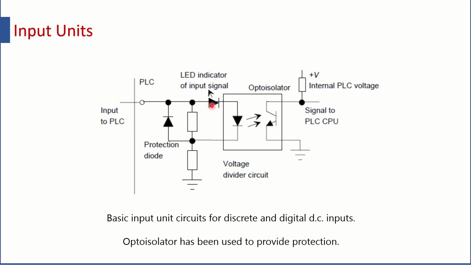Here there is an LED. This LED is actually connected to the input panel of the PLC, so that the user can see whether the input is there or not. If the input is present, the LED will give a light signal. When the input is absent, there will be no signal.